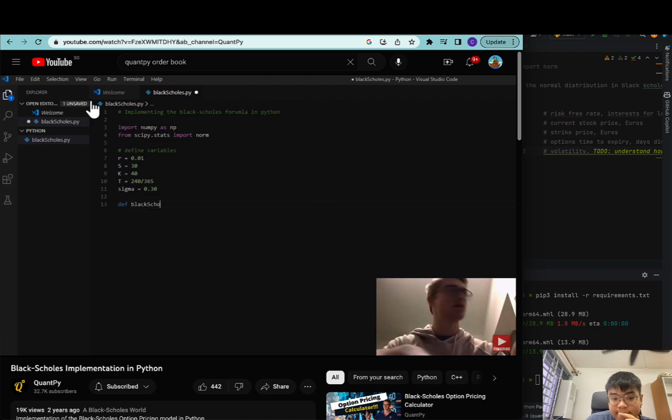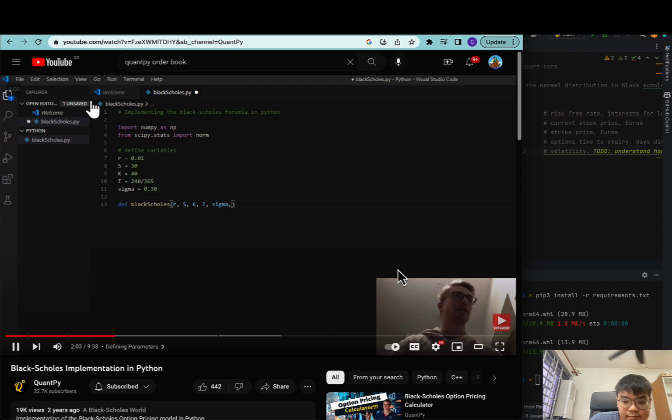Okay, let's continue. Okay. So let's create a function, because then we're going to be able to use it again and again and again. So let's call it black_scholes, and we're going to take those inputs: r, S, K, T, sigma, and there's one more thing. We need to tell it which type it's going to be, a call or a put. So I'm going to call that type, and we're going to say that if we pass the string C, it's going to be a call, and if we pass the string P, it's going to be a put.